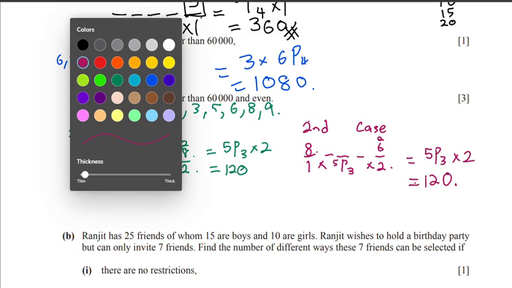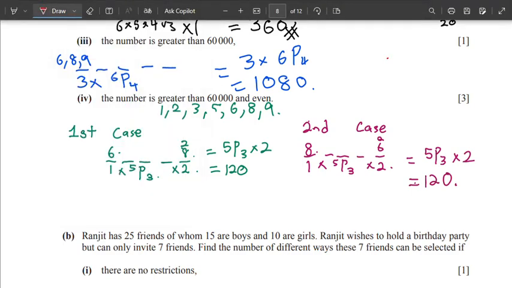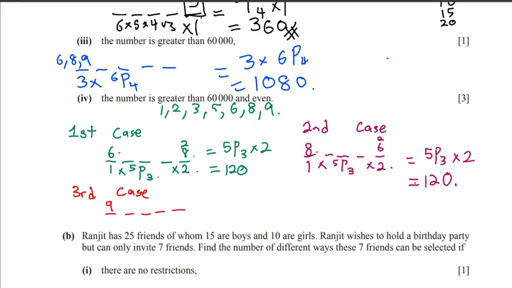And then my third case, this will be a bit hard. Third case is when my first digit is a 9. Why 9? Because it said it has to be greater than 60,000. 9 is acceptable. So it has to be even. That means my back number is either 2, 4, 6, 8 or 0. So in that case, we have 2, 6, 8. So that means I have 1 selection on here multiplied by 3.